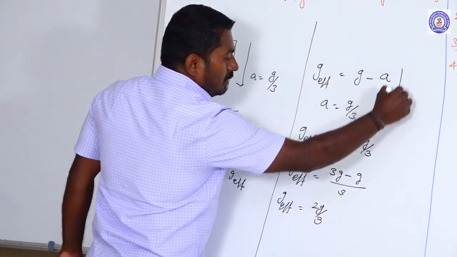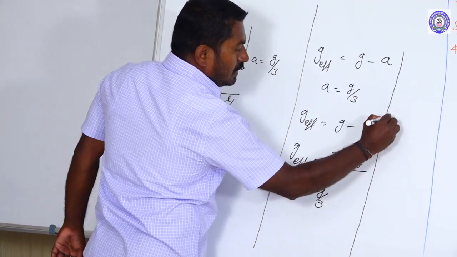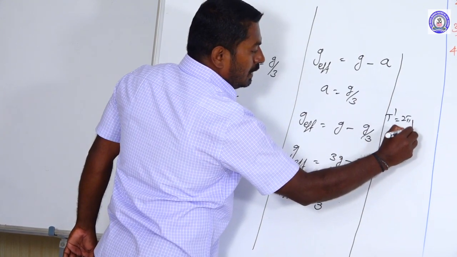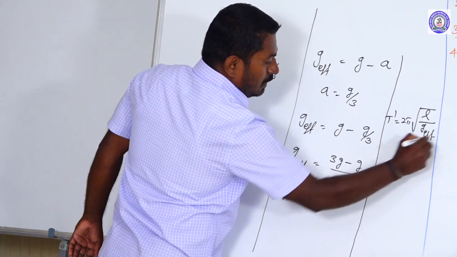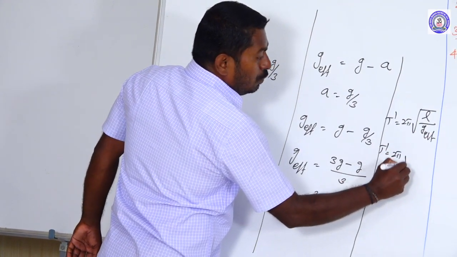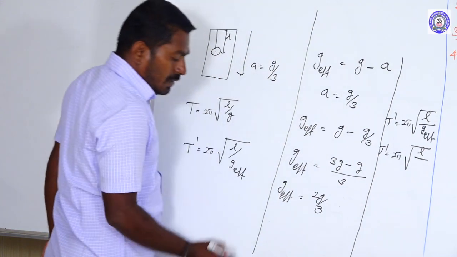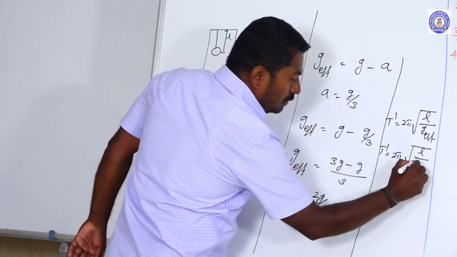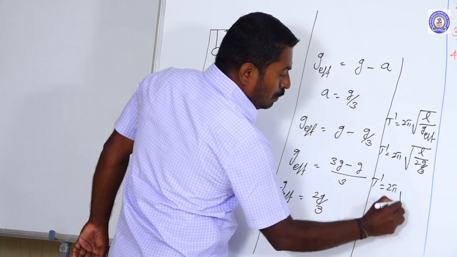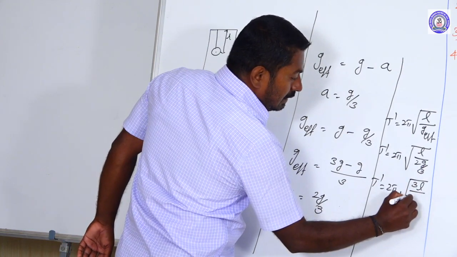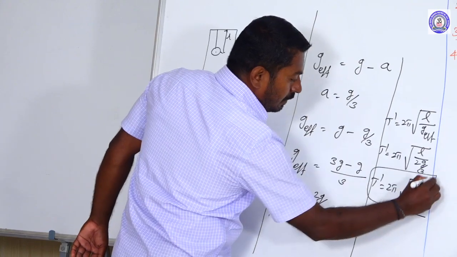Then what happens? Now the new time period of oscillation t prime is equal to 2 pi square root of L divided by g effective. So t prime is equal to 2 pi square root of L divided by g effective, 2g divided by 3. Then t prime is equal to 2 pi square root of 3L divided by 2g.